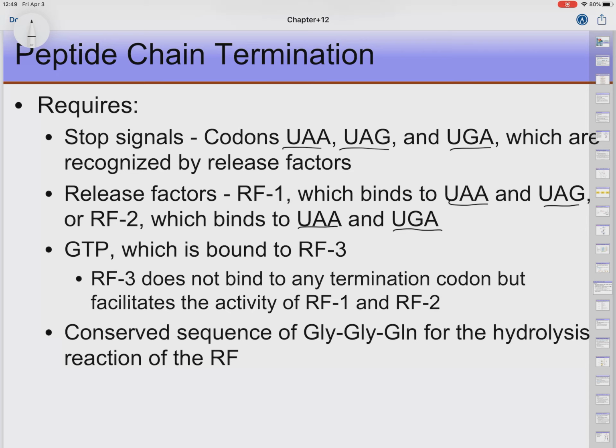Now there aren't tRNAs that bind to these codons, stop codons, but there are these proteins that bind there. And some of what these proteins do is they basically stop tRNAs from being able to come in there. And some of them actually change the activity of the peptidyl transferase. And so their presence causes the peptidyl transferase to hydrolyze that last bond there between the tRNA and the peptide chain. So basically freeing it from that whole complex.